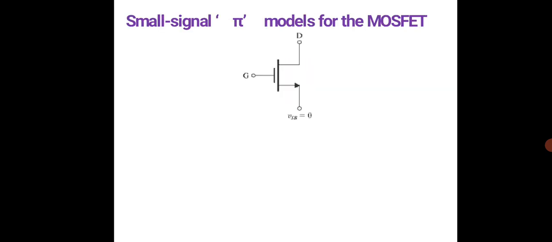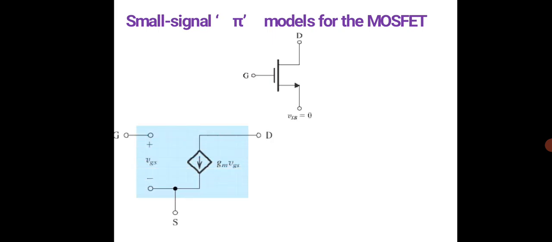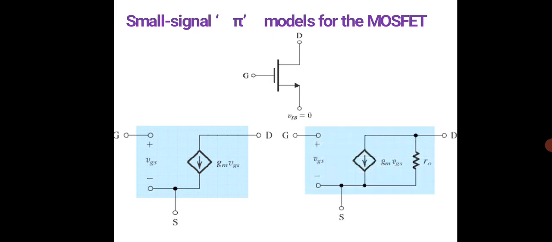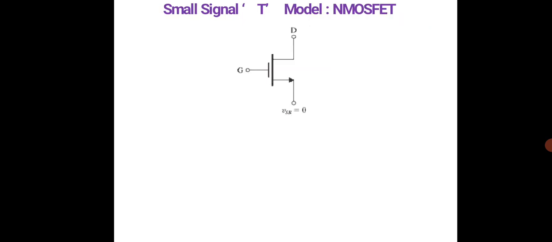Similarly I can represent the small signal pi model also for the MOSFET. Here this diagram depicts the gate source voltage as well as the current flow, which is the current source gm vgs. Similarly here also it is mentioned with the output resistance added at the output side.